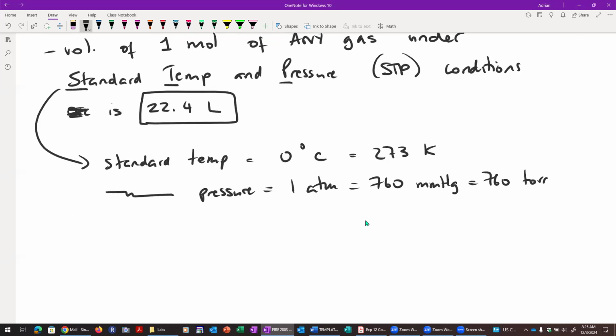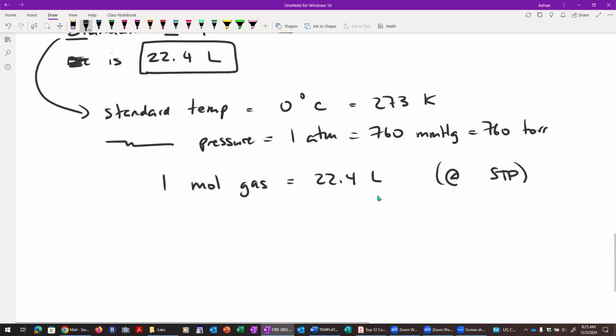So this is saying that under these conditions, 1 mole of the gas has a volume of 22.4 liters, and we'll specify here at STP conditions. All right, so we can use that information to do some calculations as well to interpret what we're being provided with. So let's take a look at another example.